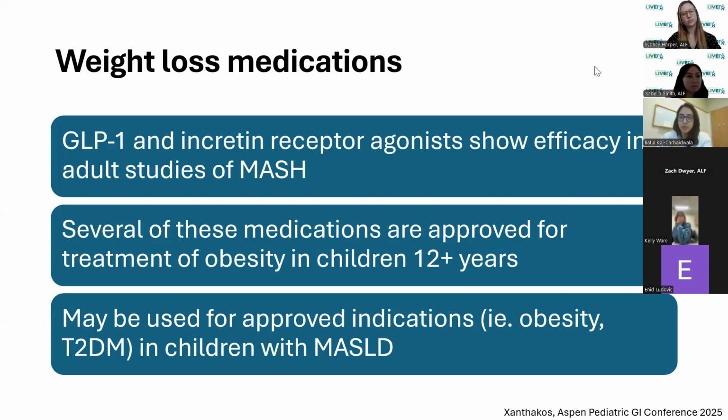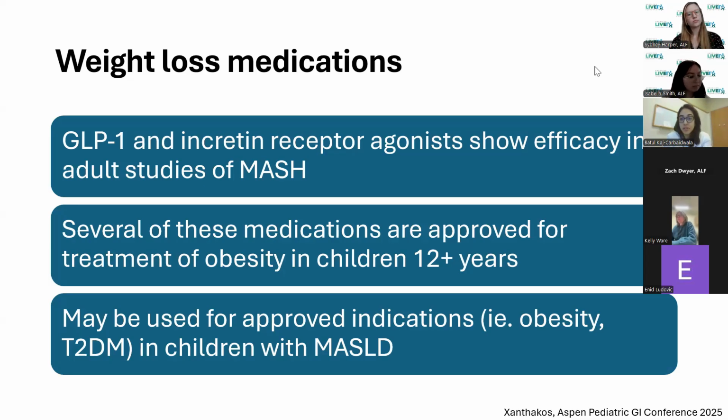Weight loss medications, we'll talk a little bit about this. There's so much buzz now about these GLP-1s, and there are lots and lots of adult studies with MASLD and MASH. And just to say out loud, MASLD is metabolic dysfunction associated steatotic liver disease, which is the overall umbrella term. MASH specifically refers to patients who have fat in their liver as well as inflammation. So it's steatohepatitis, okay?